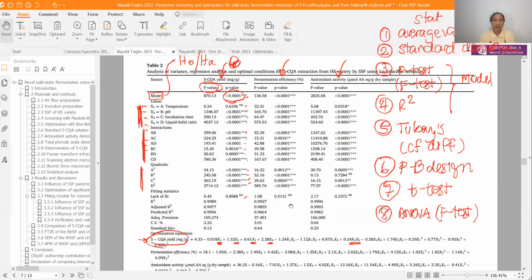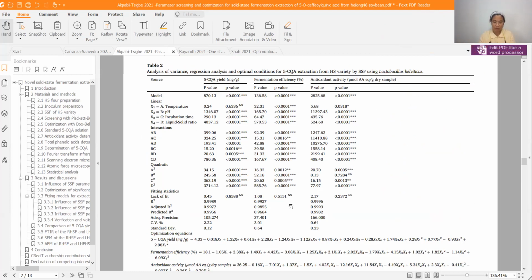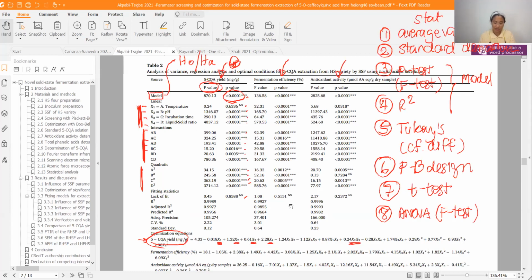So basically, if you are, let me, oh no, I don't want to clear all of it. I just want to erase some of this stuff. So if you are looking at this part alone, it says that x1 wouldn't have an effect, right? Because the p-value is 0.6.